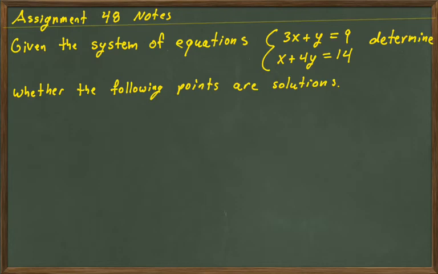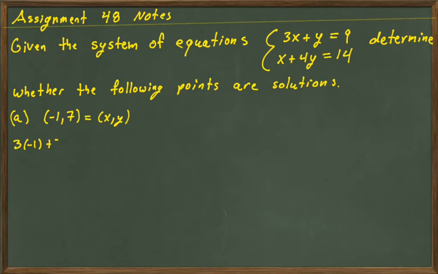If an ordered pair x comma y is a solution to the system of equations, that means it will satisfy both equations. So here they're going to ask you, okay, is the point -1, 7, is that a solution? That's an x comma y. So you're going to plug that into both equations for x and y respectively and see if it's equal to 9. And then afterwards, is it equal to 14 into both equations?